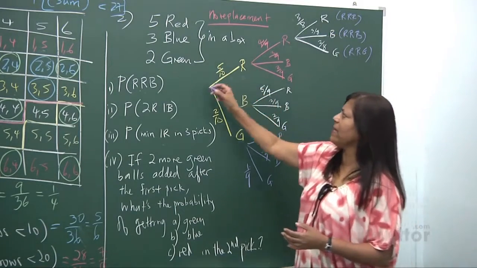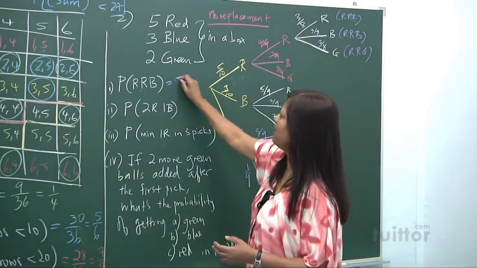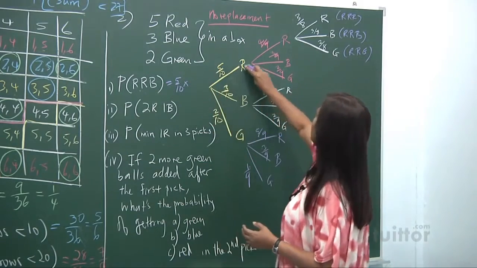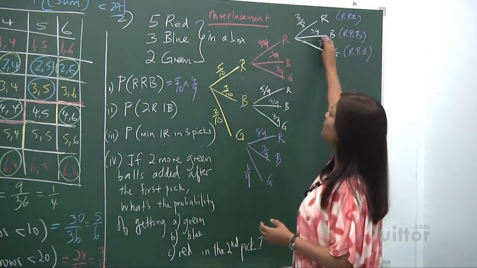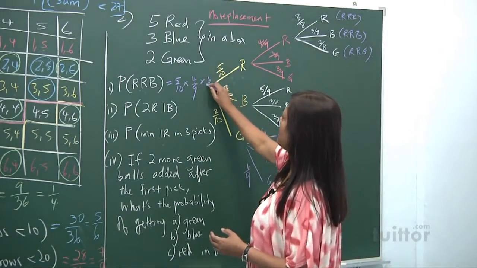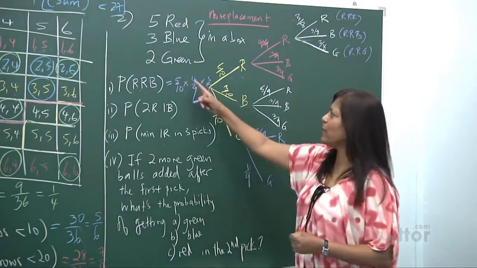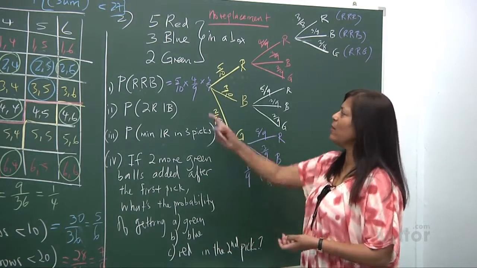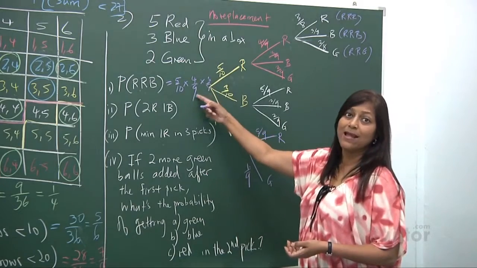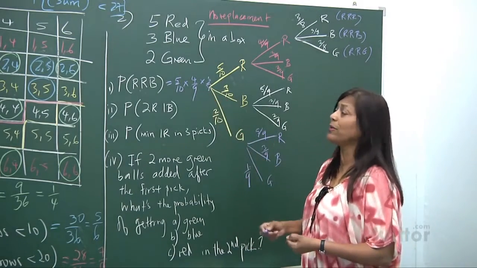So the probability of getting a red is 5/10. The second red, look at it, is 4/9. And then followed by a blue is 3/8. So that's what you get. 20 times 3, 60. 60 over 720. 9 times 8 is 72, 72 over 10.